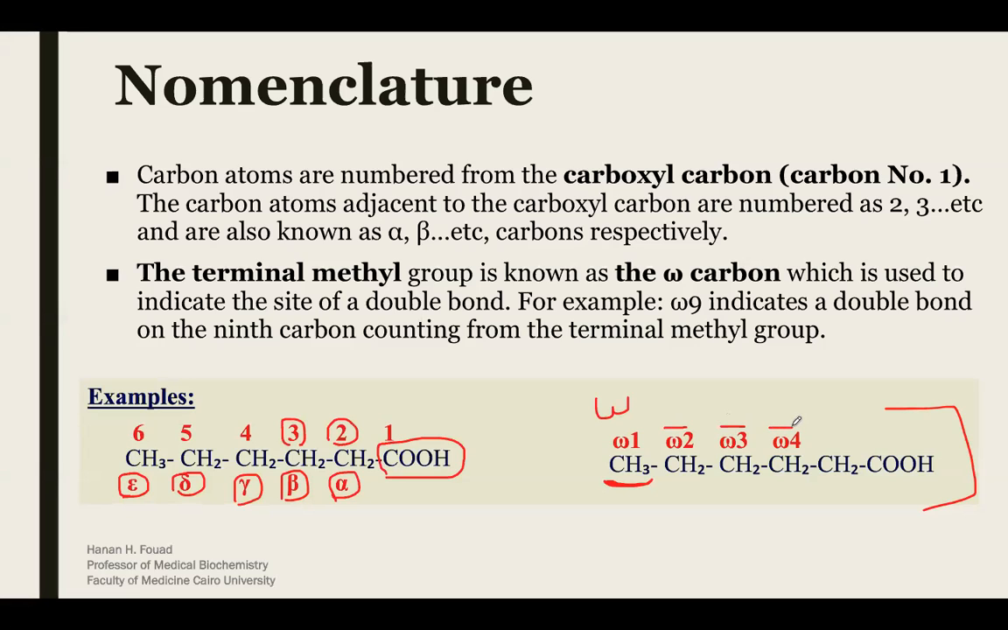So we may count from the right side, from the side of the carboxyl, or we may count the carbon atoms from the left side, from the side of the methyl group. The carbon atom which comes from the methyl group is termed omega carbon, okay? This is very important because we are going to specify the site where the double bond resides.